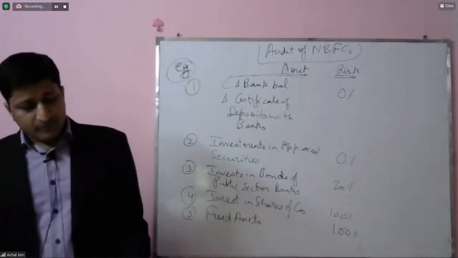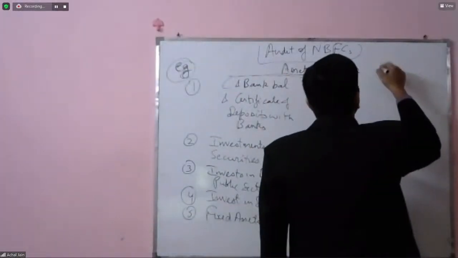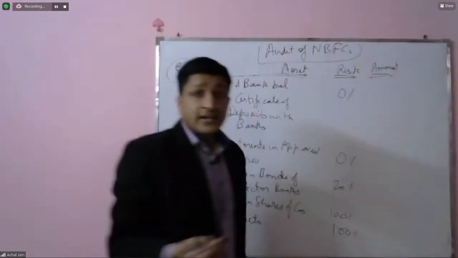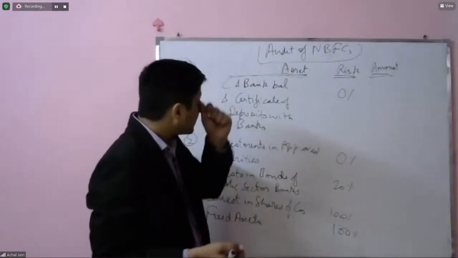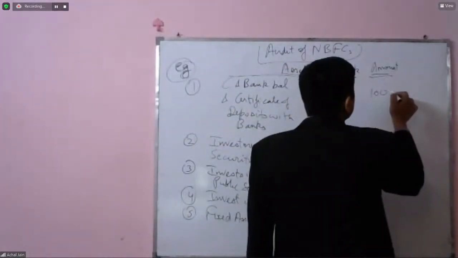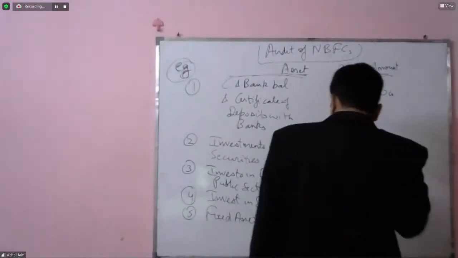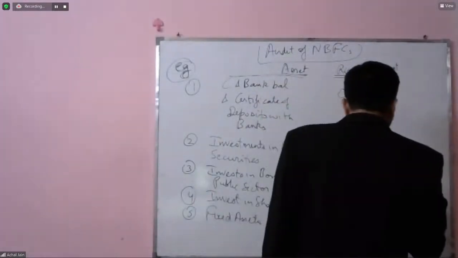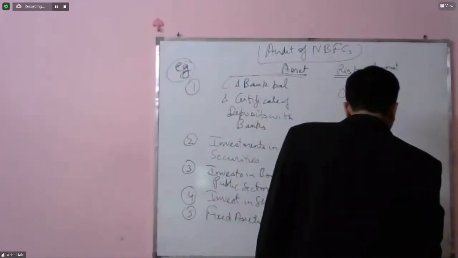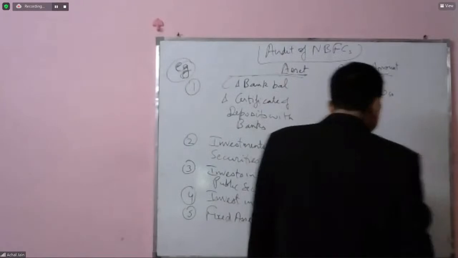Let's understand the relevance of this. Let's suppose we look at the value at which all of these assets appear in the financial statement. Let's suppose this amount is 100 crore. Let's suppose this is 50 crore. Let's suppose this is again 100 crore. This is again 50 crore. And let's suppose these are 150 crore.